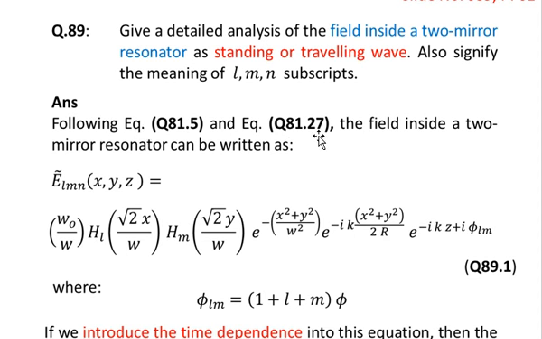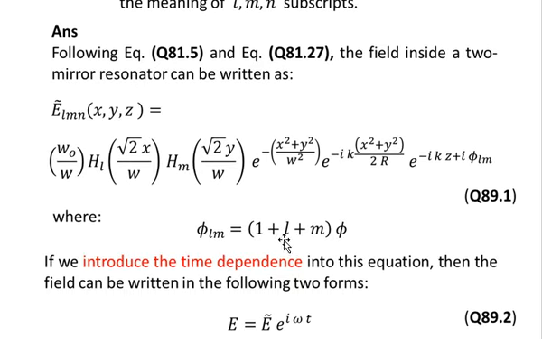81.5 and equation number 81.27, the field inside a two-mirror resonator can be written as E prime LMN of XYZ is equal to W naught over W, H L of square root of 2 times X divided by W, then H M of square root of 2 multiplied by Y divided by W, then e to the power minus (X square plus Y square) over W square, multiplied with e to the power minus iota K (X square plus Y square) over 2 capital R, and then multiplied by e to the power minus iota KZ plus iota phi LM, where phi LM is equal to (1 plus L plus M), this term in parenthesis, multiplied by phi.